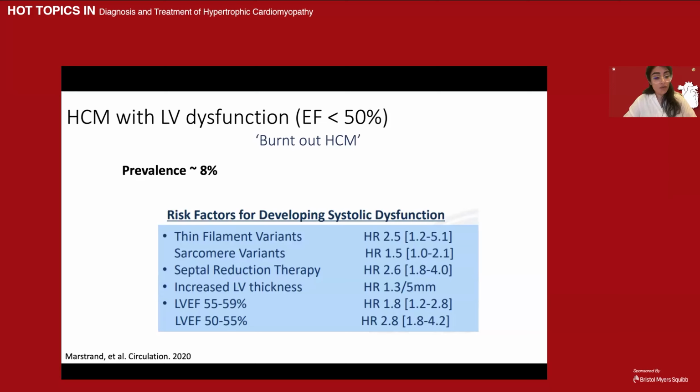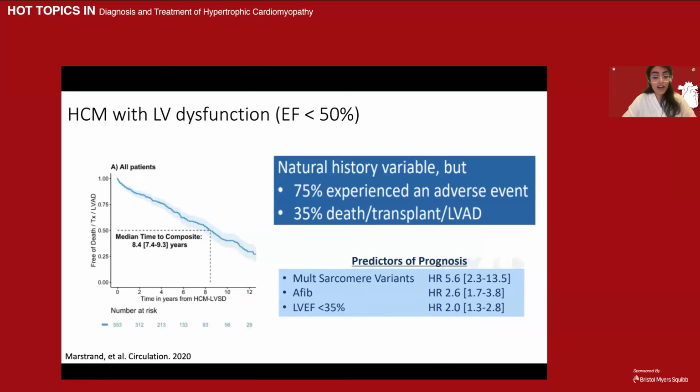And CMR plays an important role by quantifying ventricular remodeling, scar burden, and systolic function reproducibly over time, which is great when you're serially following the patient. Unfortunately, once LV dysfunction develops, outcomes are often poor. More than 3/4 of patients will experience significant adverse events, and over 1/3 may ultimately require advanced heart failure therapies, transplantation, or mechanical circulatory support. And CMR is uniquely positioned to track this transition through serial assessment.